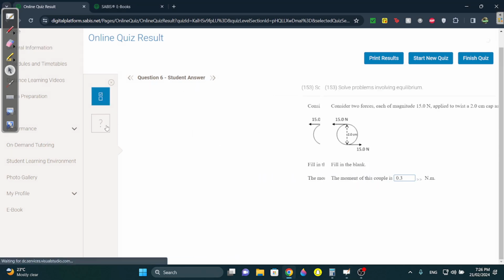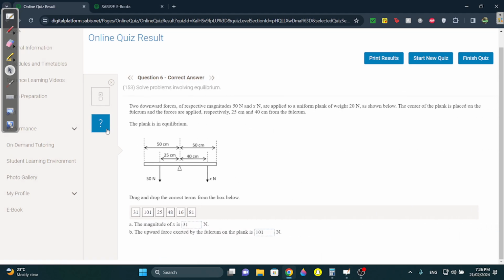Question 6. Have a look here. Two downward forces of respective magnitudes 50 and x newtons, drawn here, are applied to a uniform plank of weight 20 newtons. The center of the plank is placed on the fulcrum and the forces are applied respectively 25 centimeters and 50 centimeters from the fulcrum. They want the magnitude of x.